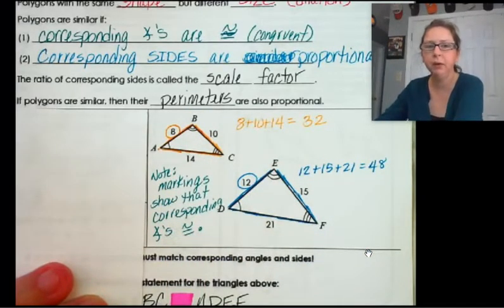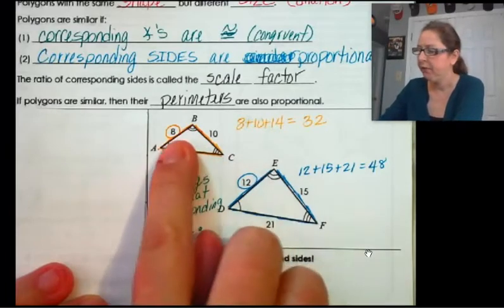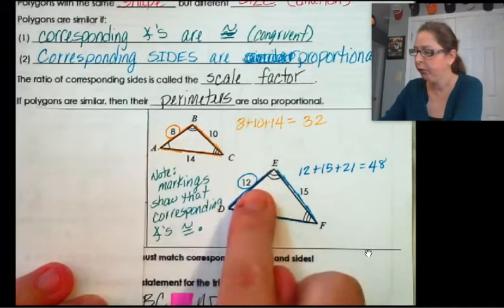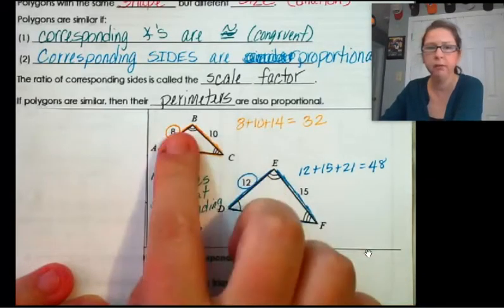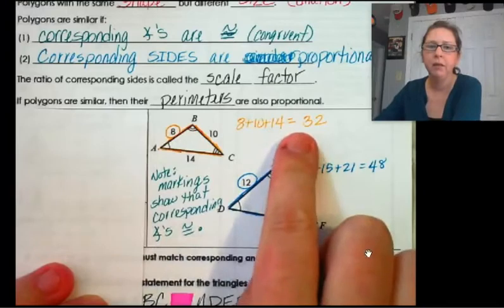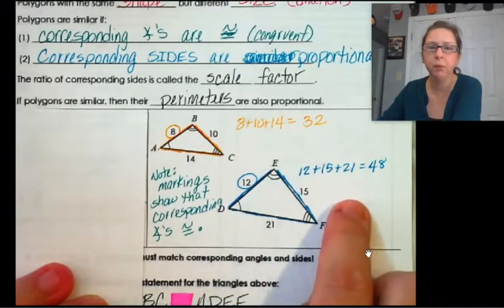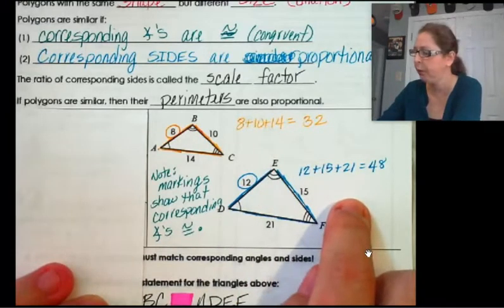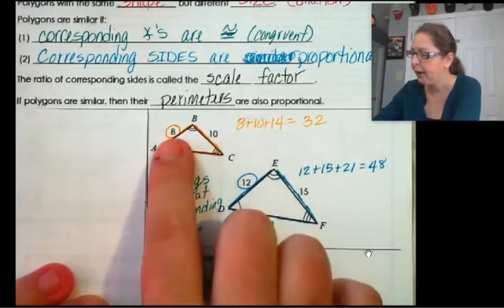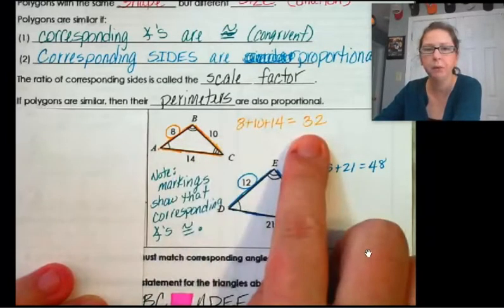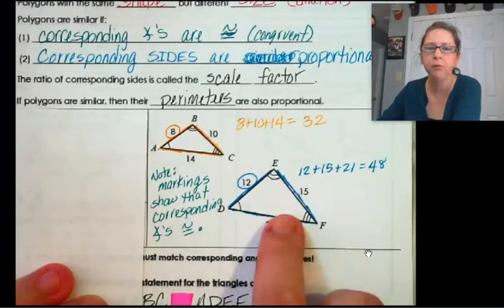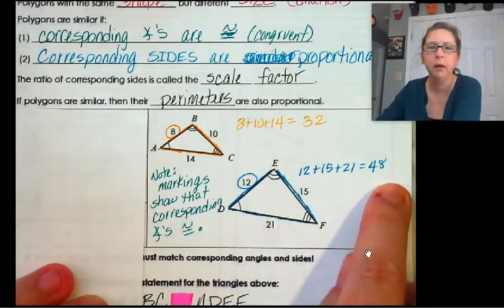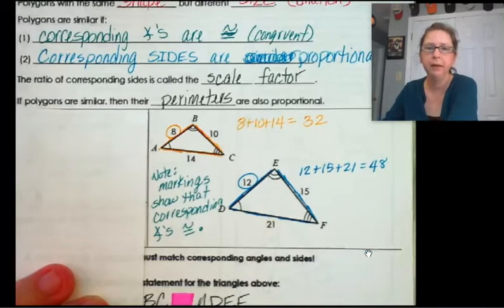So we're going to take a look at if the sides are proportional, and also if these are similar, then their perimeters must also be proportional. So I went ahead and added up 8 and 10 and 14 here to get the perimeter of 32. And then I added 12, 15, and 21 from the blue triangle to get my perimeter of 48. Okay. All right.